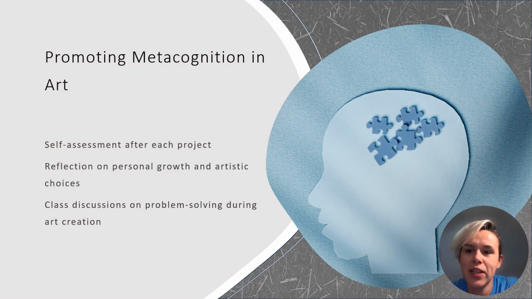Metacognition, or thinking about one's thinking, is another key strategy. After each project, I ask students to reflect on their artistic process through self-assessment. They evaluated their progress and considered how they might approach the project differently next time. This reflection helps them become more aware of their creative choices and problem-solving skills.